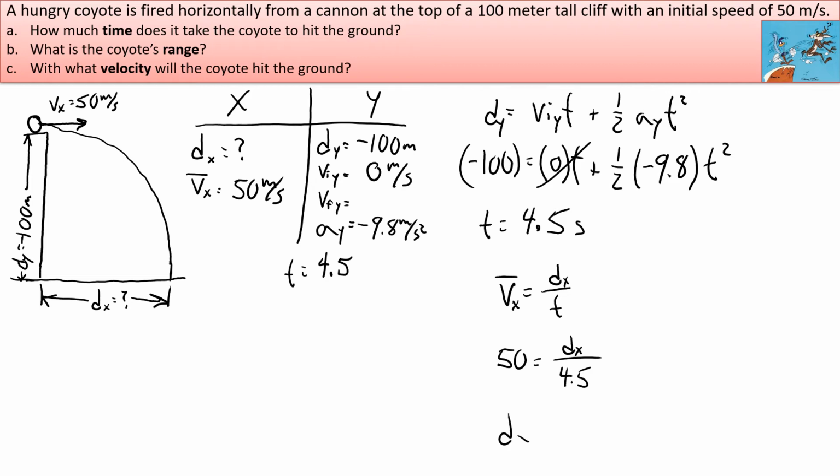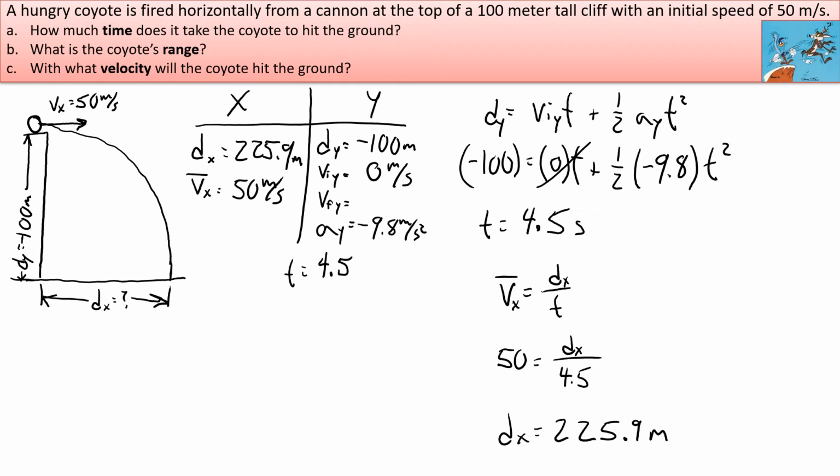So dx, the range, is equal to 225.9 meters. Okay, so we could plug that in our table, and now we're starting to know a lot of good stuff about our situation here. Okay, then it says, with what velocity will the coyote hit the ground?